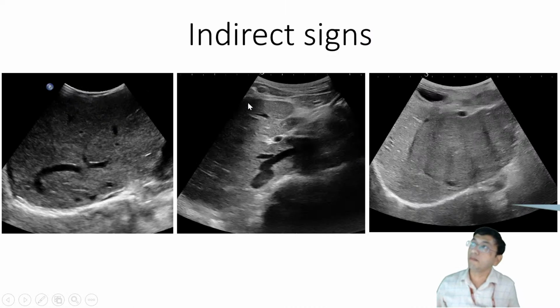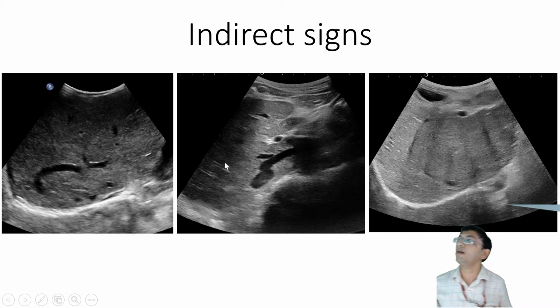The secondary changes which can occur due to this hepatic vein or IVC obstruction can also be visualized on ultrasound in the form of multiple veno-venous collaterals. These are characteristically known as comma-shaped veno-venous collaterals within the liver parenchyma.